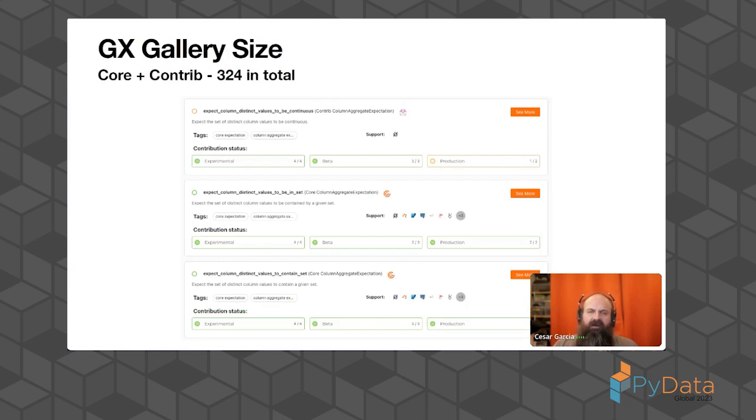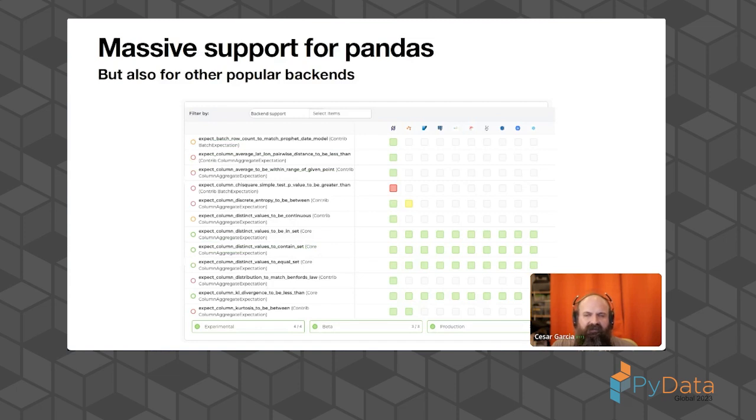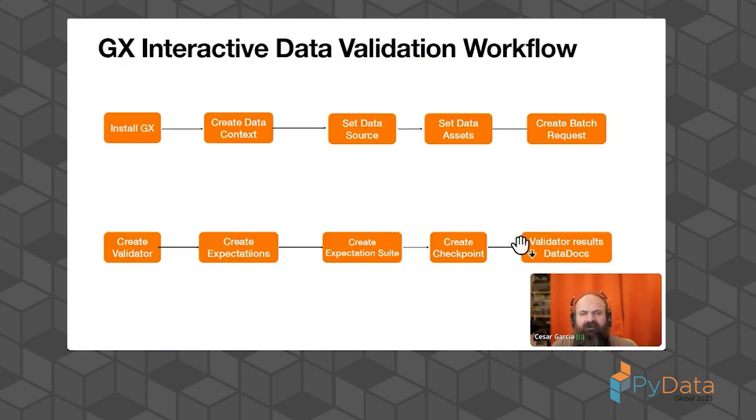The good thing is that at the Great Expectations gallery, if you go to gallery.greatexpectations.io, which I will open in a second, you will find 324 expectations written for you. Most of them are available just for Pandas. If you look at the compatibility, most are suited for Pandas, but there are lots of them that can be used for your cloud data warehouses or whatever you are using.